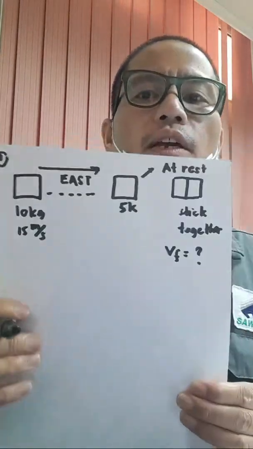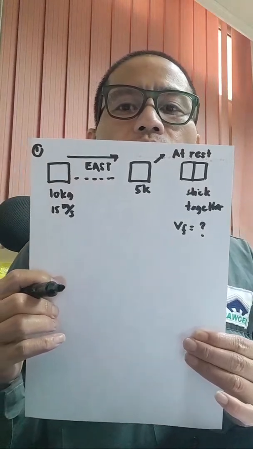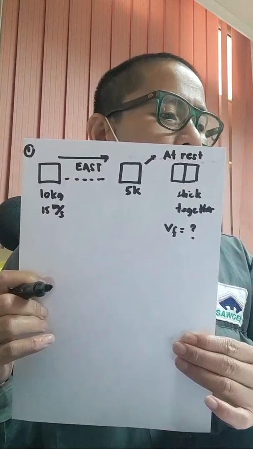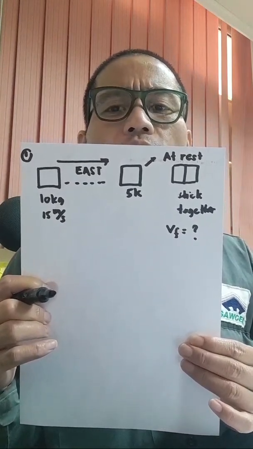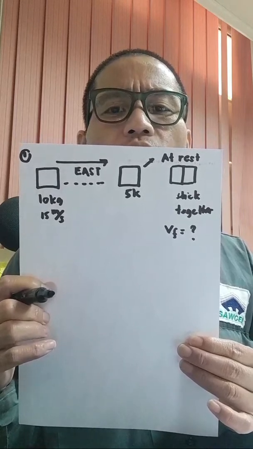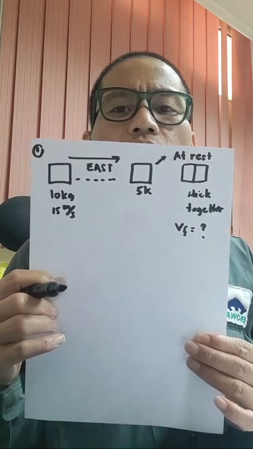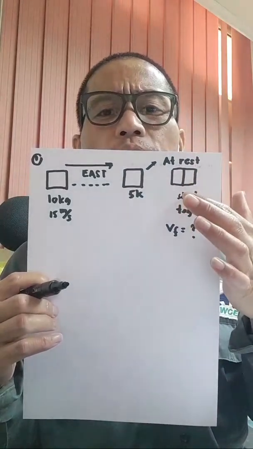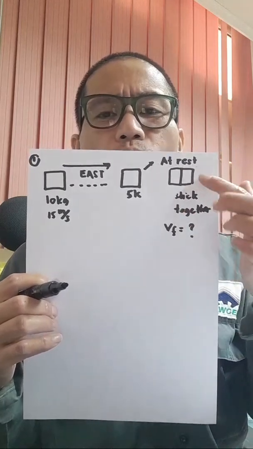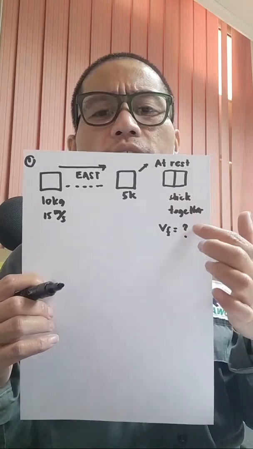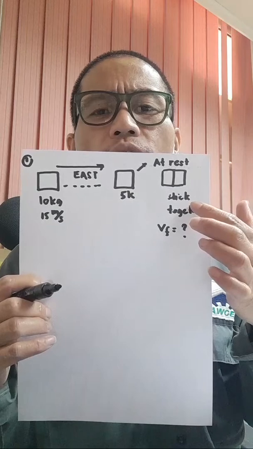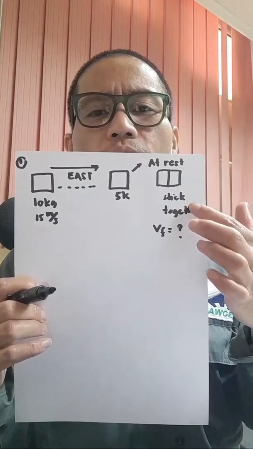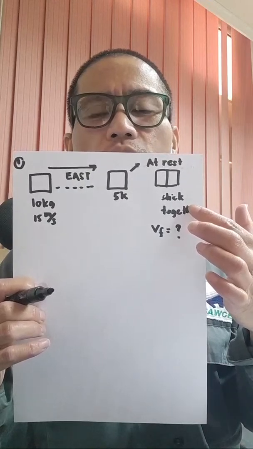What is the final speed of the two blocks? This is the illustration. The 10 kilogram block moving to the east collides with the 5 kilogram block, and later on they stick together. So what is their final velocity? It's very clear that at this point they have total masses, and since the second block is at rest, there will be a resting situation.